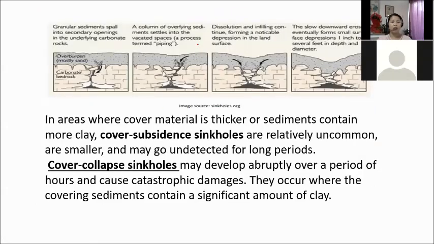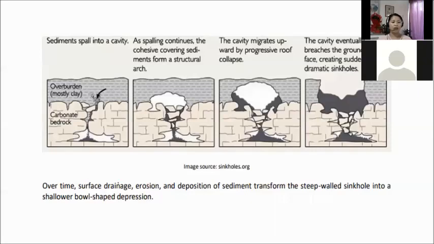So next, in areas where cover material is thicker or sediments contain more clay, cover subsidence sinkholes are relatively uncommon, are smaller, and may go undetected for a long period. While cover collapse sinkholes may develop abruptly over a period of hours and cause catastrophic damage. Kasi abrupt yung pag-develop, no? They occur where the covering sediments contain a significant amount of clay. Over time, surface drainage, erosion, and deposition of sediments transform the steep-walled sinkhole into a shallow bowl-shaped depression.